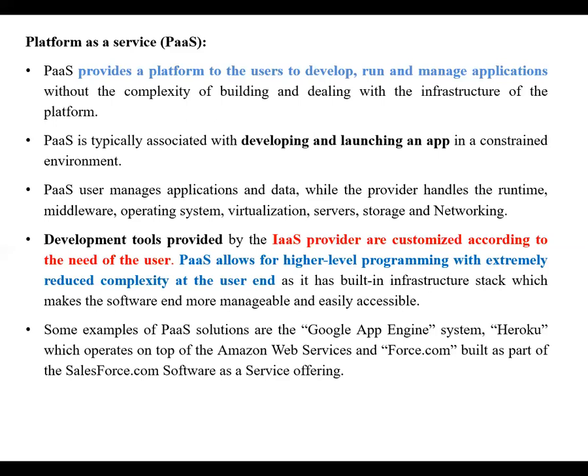PaaS is typically associated with developing and launching an app in a constrained environment. The PaaS user manages the application and data, while the provider handles the runtime, middleware, operating system, virtualization, server storage, and networking. Development tools provided by the PaaS are customized according to the need of the client. So PaaS allows for higher-level programming with extremely reduced complexity at the user end. Some examples of PaaS solutions are Google App Engine, Heroku, which operates on top of Amazon Web Services, and Force.com, built as part of the Salesforce.com software as a service offering.